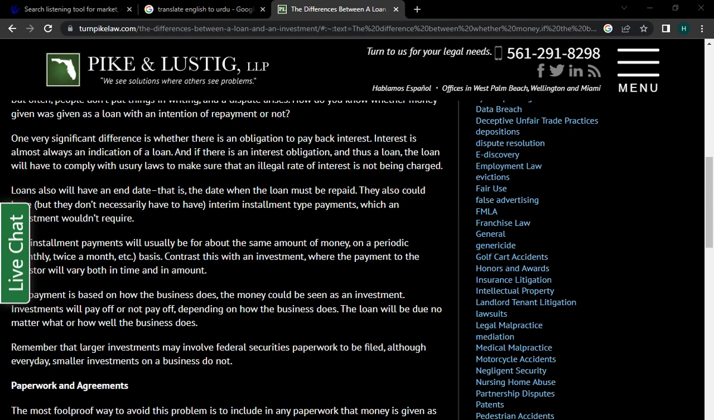Paperwork and agreements. The most foolproof way to avoid this problem is to include in any paperwork that money is given as one or the other, even if it seems like it is obvious and even if there is a verbal understanding one way or the other.